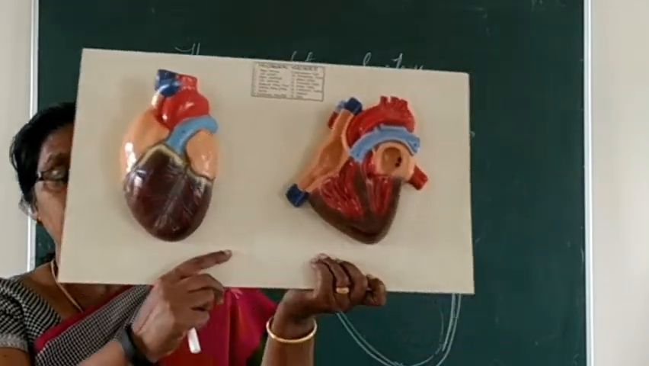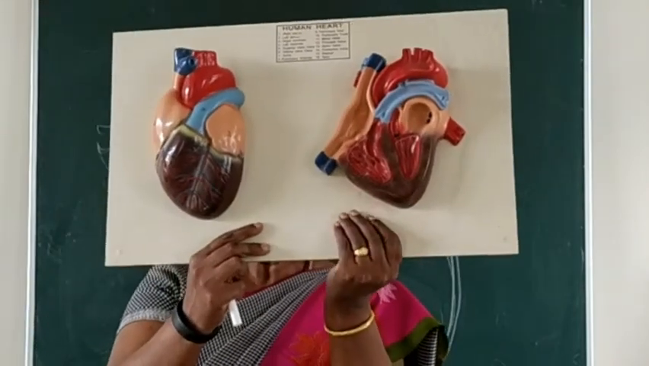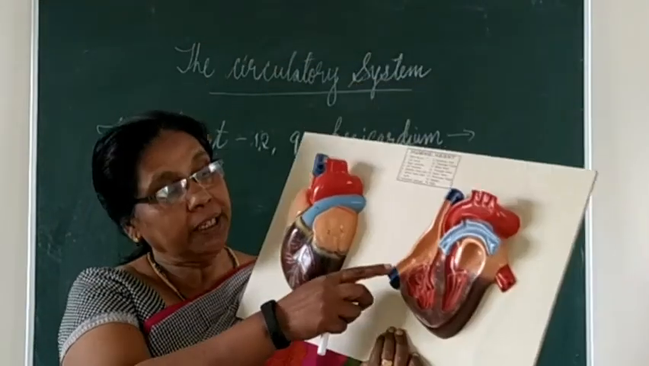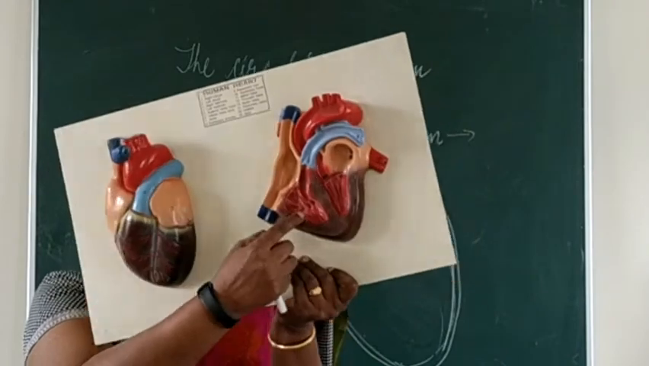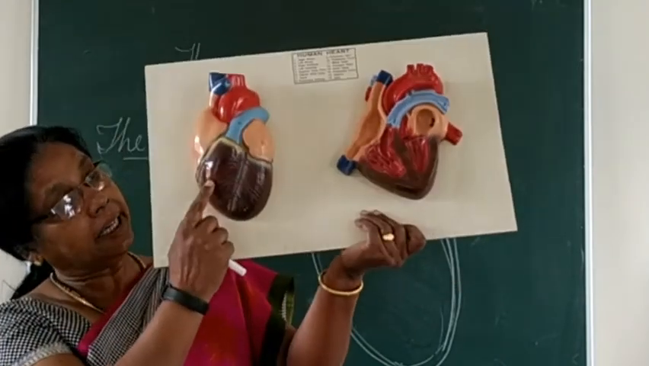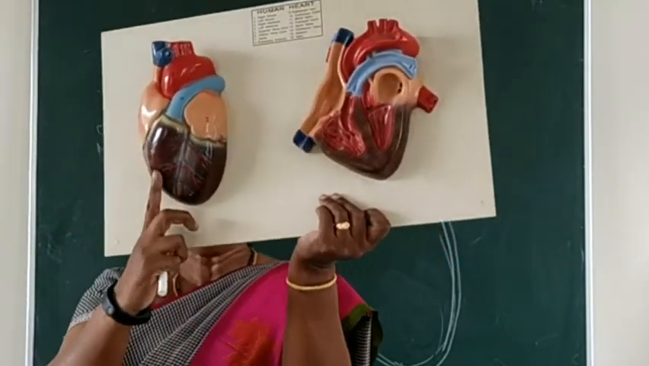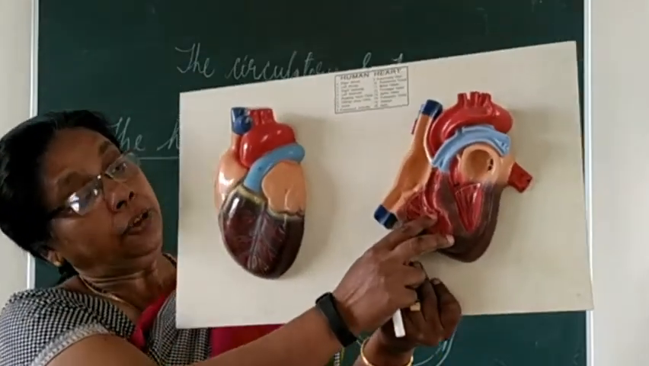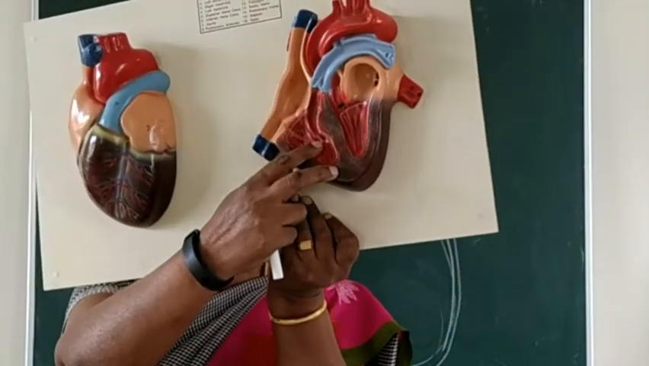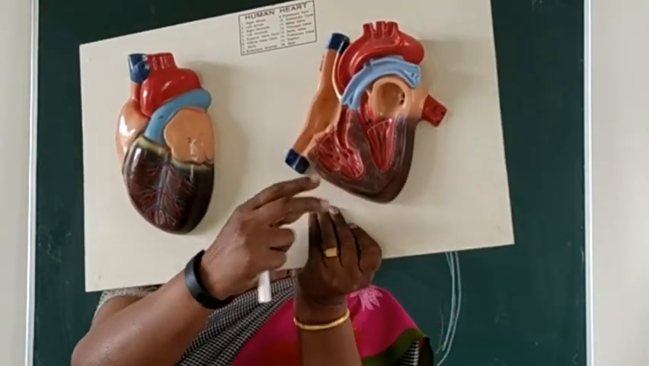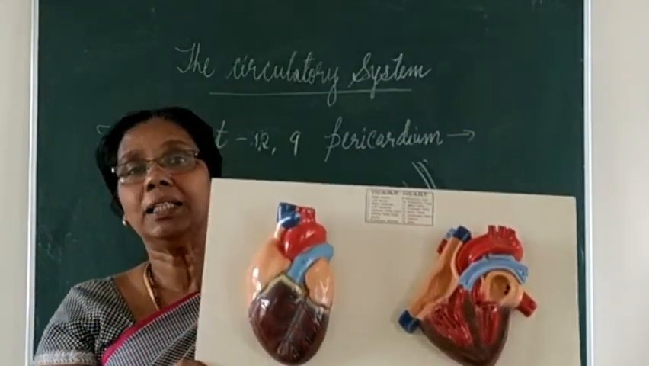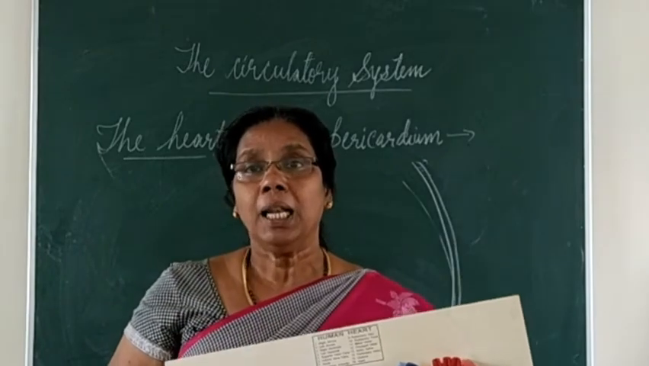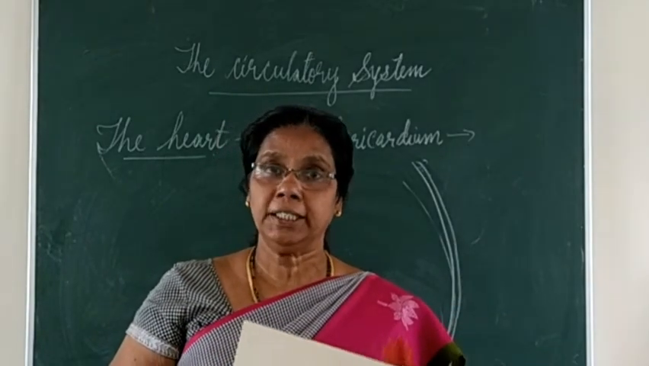So to where does it have to pump? So the right ventricle, this is the right ventricle. Here this is the right ventricle. And look here, this is the right ventricle. It has to pump the blood to the lungs only, up to the lungs for oxygenation.